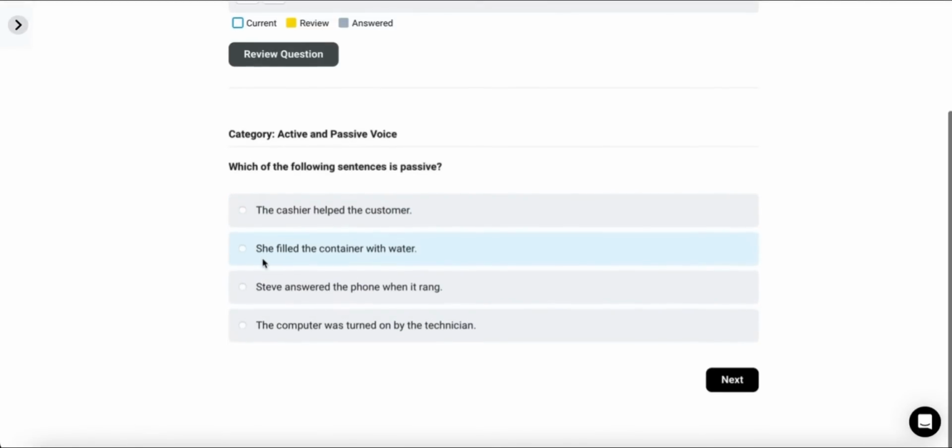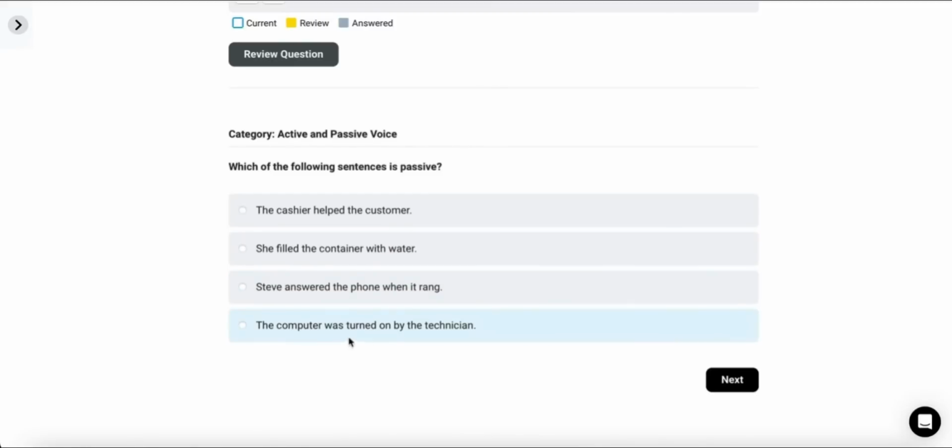Let's look at the next answer. She filled the container with water. The subject is she. The action is filled. So we have the subject performing the action. This would make this an active sentence as well. Steve answered the phone when it rang. The verb is answered. The subject is Steve. This sentence is also active.